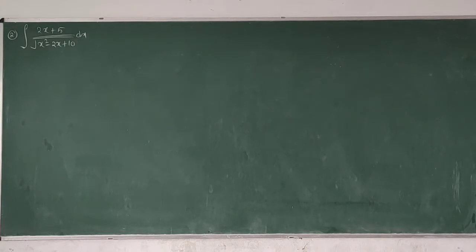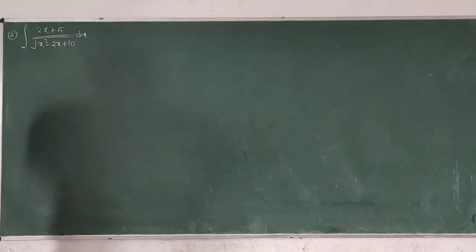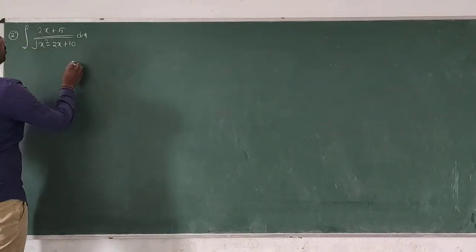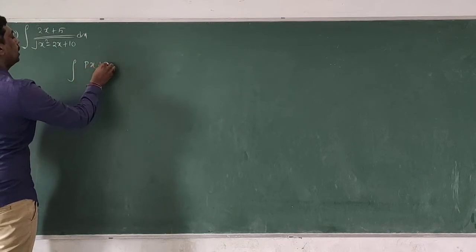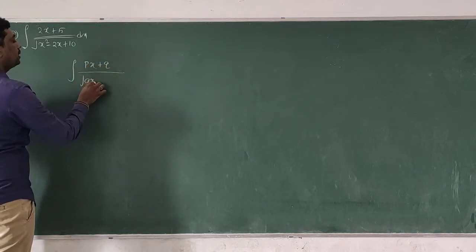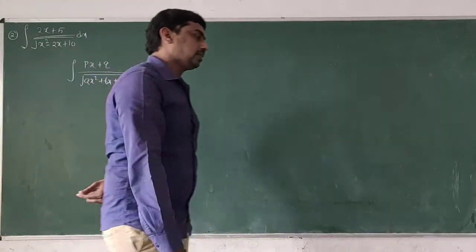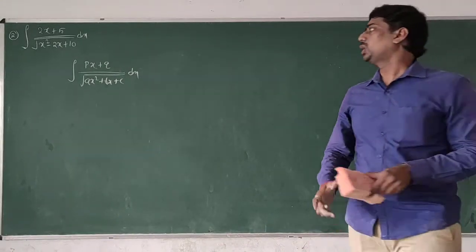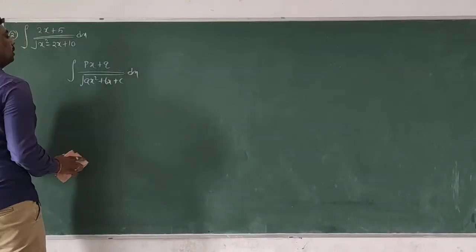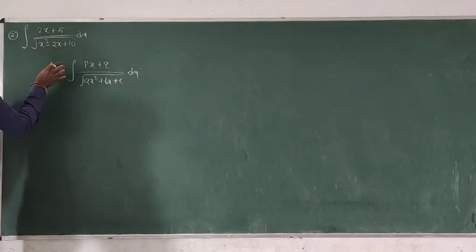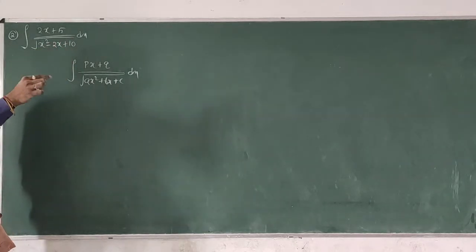Hey students, next continuation in method 2, second problem. Integration of 2x plus 5 by square root of x square minus 2x plus 10 dx. Just observe this one. This is also in the form of integration of px plus q by square root of ax square plus bx plus c into dx. Okay, this is also in that form. That's why method 2 only. In method 2, what do you remember? What is the first step? Let px plus q equal to a into derivative of ax square plus bx plus c, plus b.